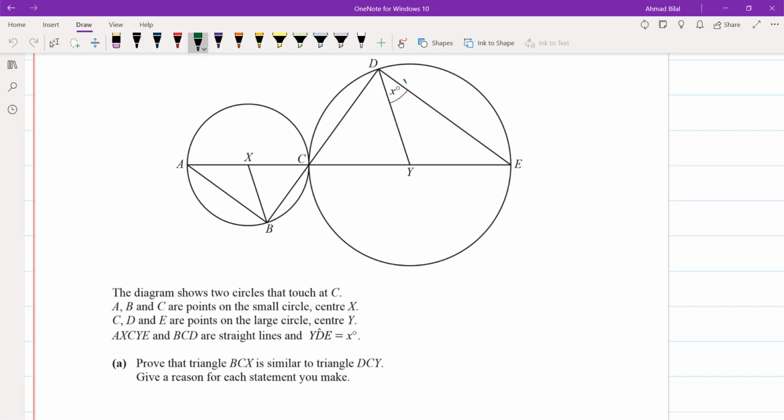एक angle X given है, that's this angle here. Prove that triangle BCX is similar to triangle DCY. Okay, BCX कहाँ पर है? BCX is this triangle.